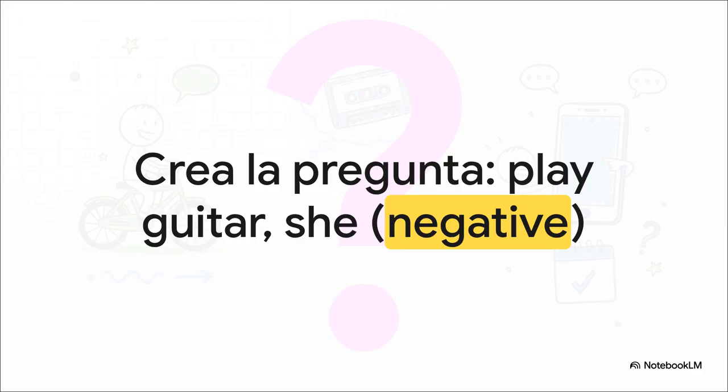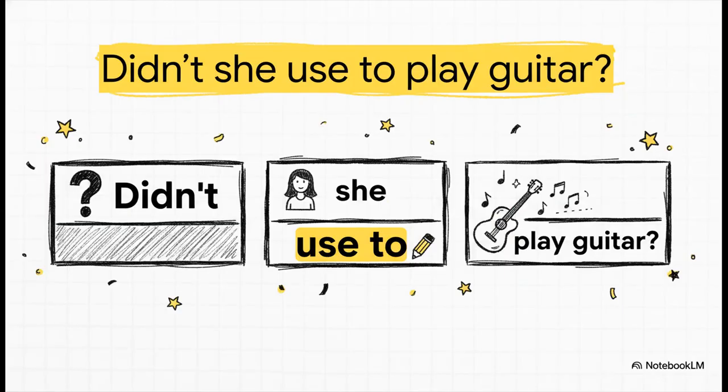Here the challenge is twofold. Create a question and make it negative. Remember the structure we saw. We need the negative helper, the subject, and used to in its base form. That's how it's done. Didn't at the beginning, followed by the subject she, then use to play guitar. With this question, you're expressing surprise or confirming a belief.